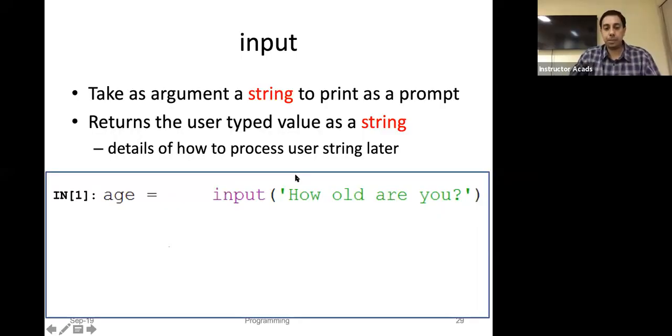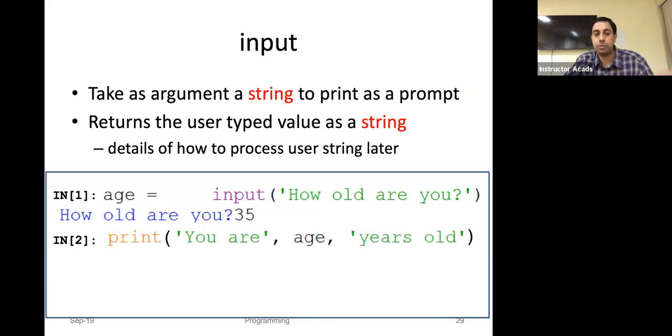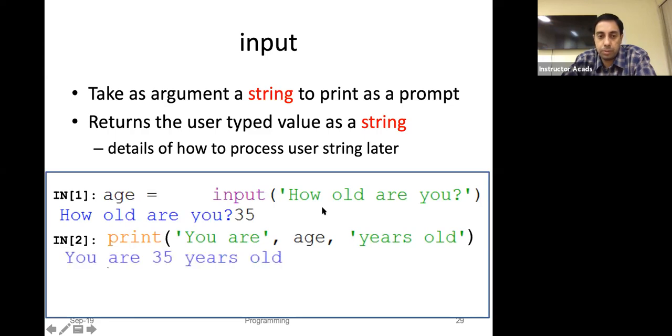Okay, so we have seen a small program which takes a user input and then prints out some message based on the input. So if you ask "how old are you" as an input, it will print that message. And you enter 35. 35 is not taken as a number, it is rather taken as a string. So it will print "you are 35 years old." So here's a small interactive program.